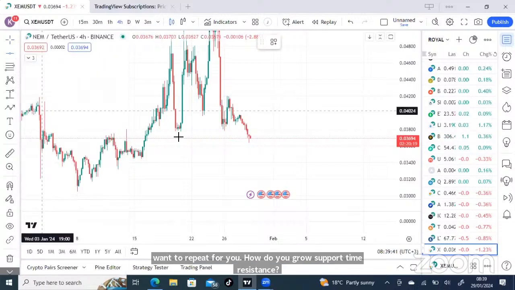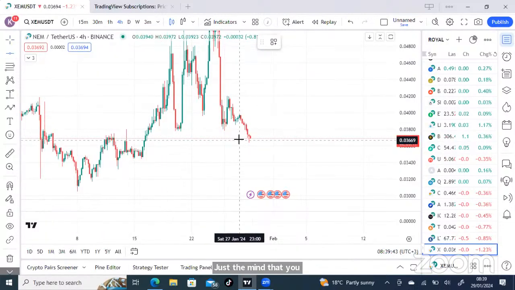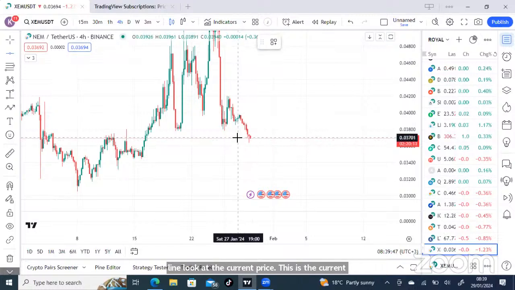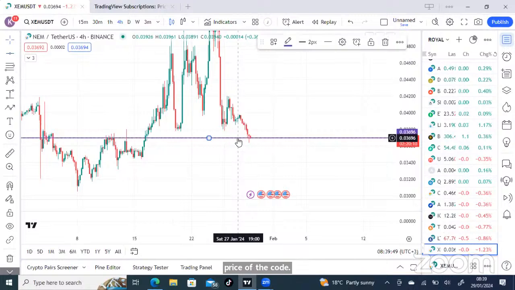One, get your horizontal line, look at the current price. This is the current price of the coin. I will draw the line. If you are not good at this, that is what you are supposed to do. Look at the current price.